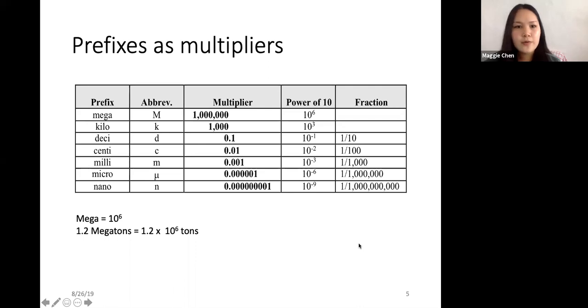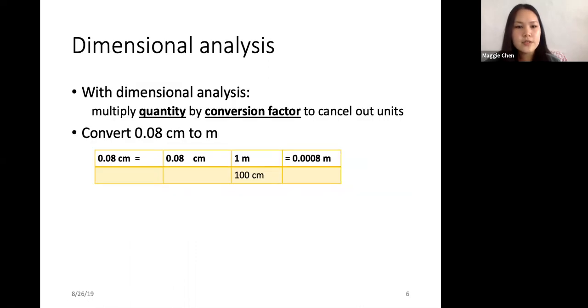So now moving on, if we're going to look at how we want to switch from one unit to the other, we can do that through dimensional analysis. With dimensional analysis, we multiply quantity by the conversion factor to cancel out the units. Conversion factors are basically set like factors that equal each other. So say 1 meter is equal to 100 centimeters, where 12 inches is in a foot, things like that.